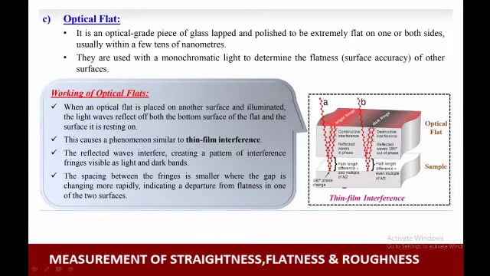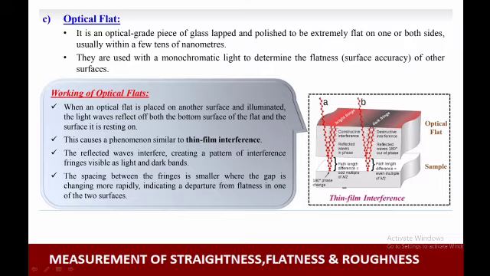Now the next, more accurate method to measure the surface roughness is the optical flat. It is an optical grade piece of glass lapped and polished to be extremely flat on one or both sides, usually within a few tenths of nanometers. They are used with a monochromatic light to determine the flatness, surface accuracy of other surfaces. Now how does it work? We'll see the working of the optical flat.